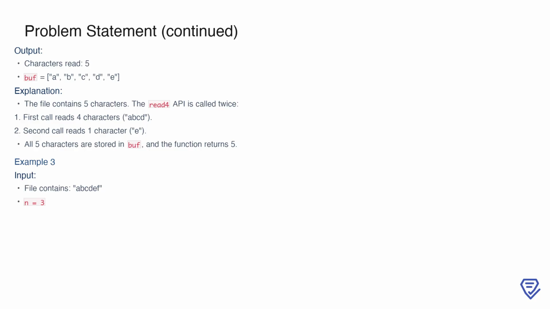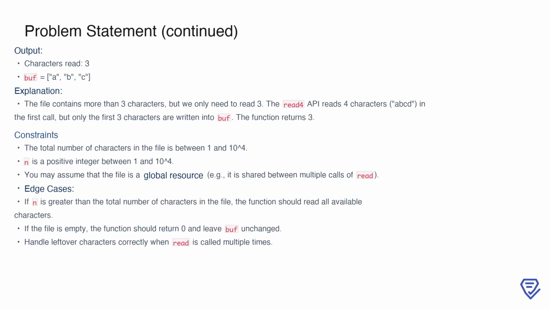Finally, let's look at an example where the file contains more characters than the requested number. In this example, the file contains the string ABCDEF, but you only need to read 3 characters. The Read4 API reads the first 4 characters, ABCD, in its first call. However, since you only need 3 characters, your function writes only A, B, and C into the buffer and returns 3. This ensures that any leftover characters, such as D in this case, are saved for future calls.